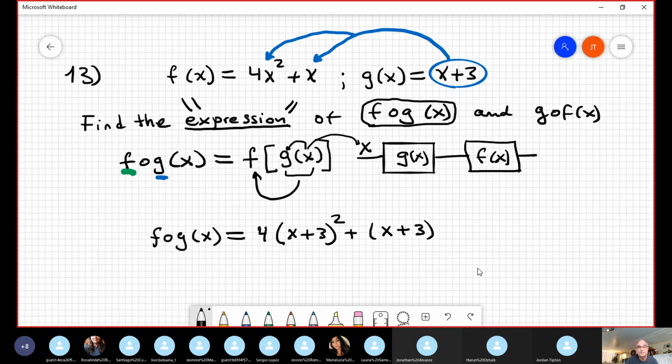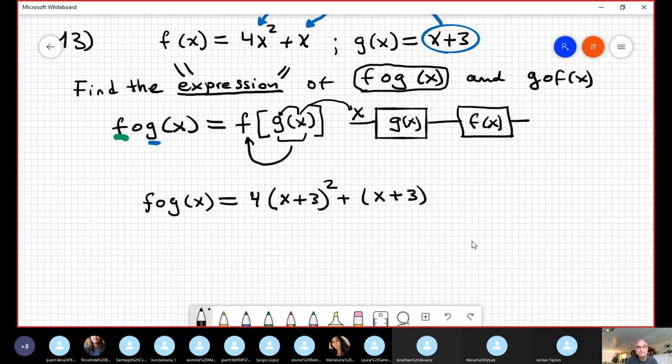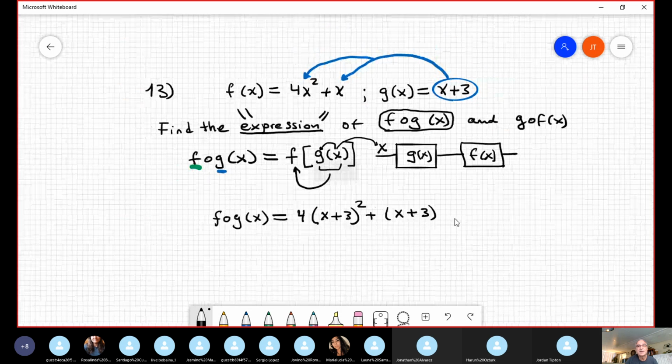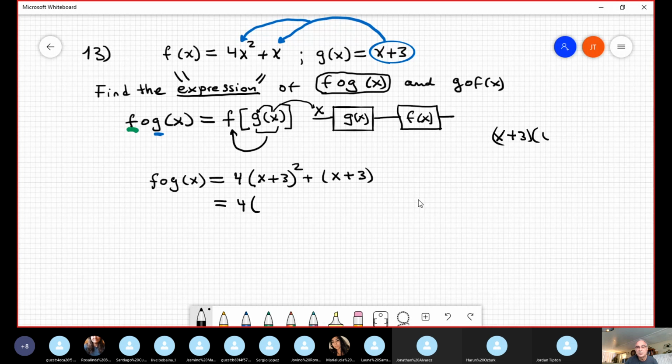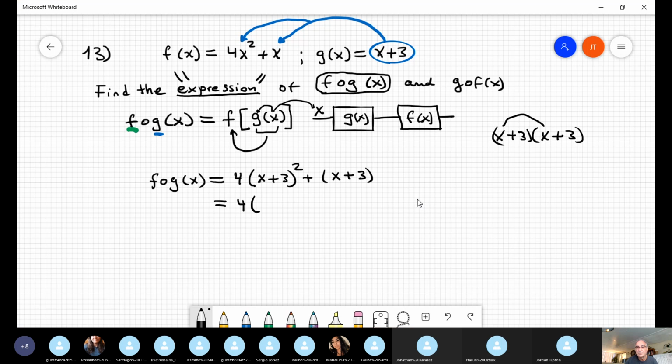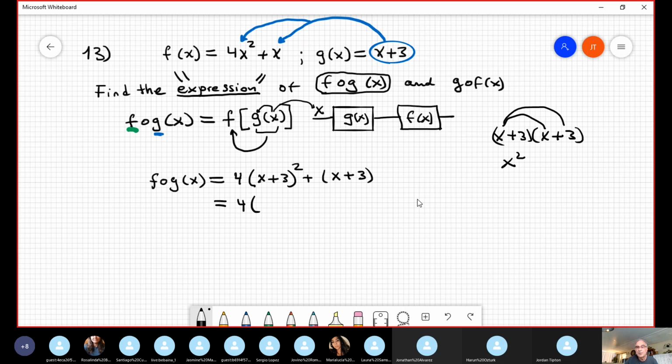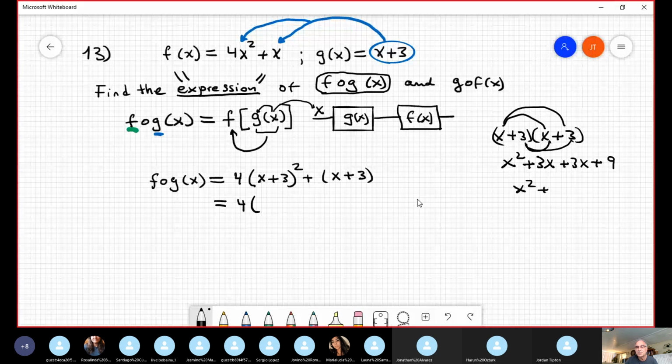Do you understand this process? Is that process clear? Okay. Leave it like that? No. Oh, no. We can do something. We can manipulate some algebra here, right? It's 4 parentheses, and you expand this: X plus 3 times itself. Multiplication of binomials. You FOIL. X squared plus 3x plus 3x again plus 9, no? It's 3 times 3. And this is x squared plus 6x plus 9.